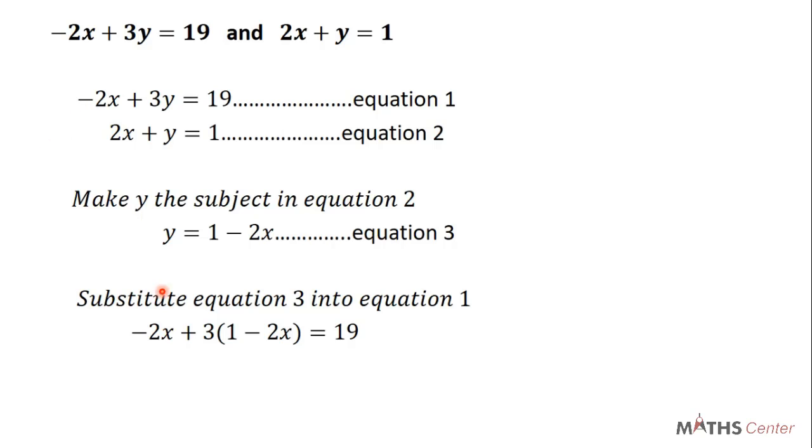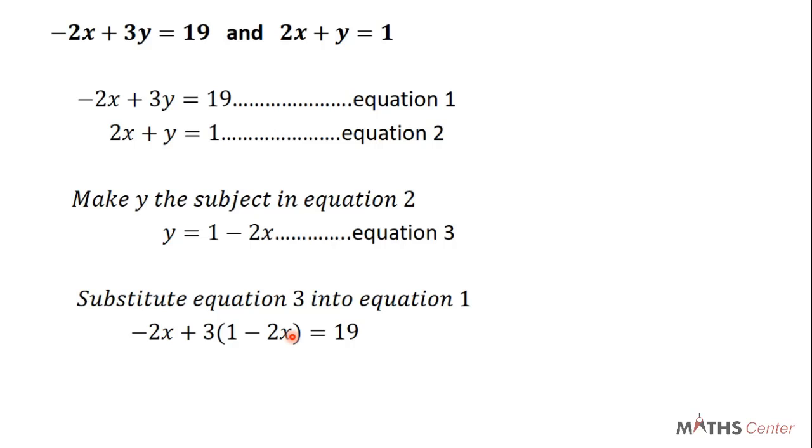So minus 2x is already there since it doesn't contain any y. Then plus 3, but we have y here. Y is now 1 minus 2x. So 3 times 1 minus 2x. Now I'm putting 1 minus 2x into a bracket because we learned from algebra that whenever you have a single term, in this case 3, multiplying a binomial, in this case 1 minus 2x, which is the binomial, you have to put the binomial into a bracket.